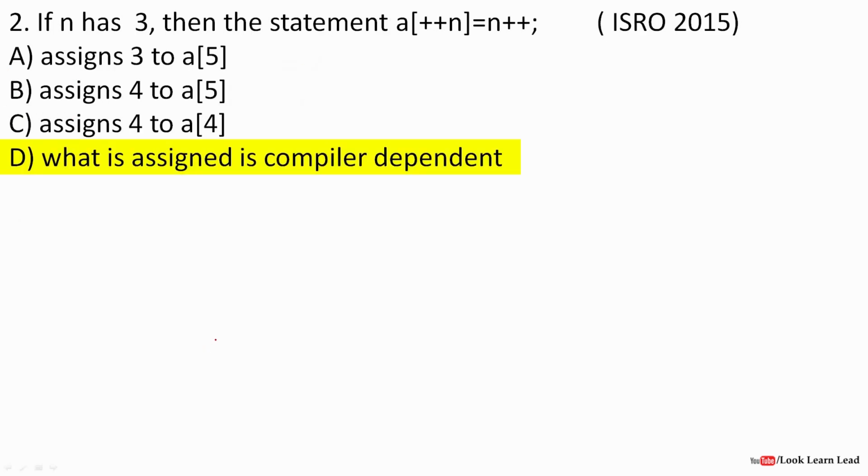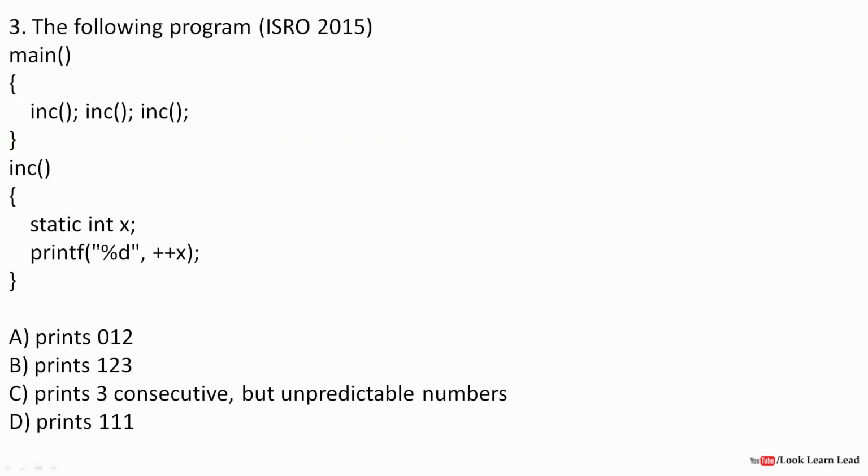If n has 3, then the statement, this is equal to a n plus plus. Actually, this is a compiler dependent statement. It depends on the compiler. Next, these are the questions which were asked in 2015, and the previous ones also.